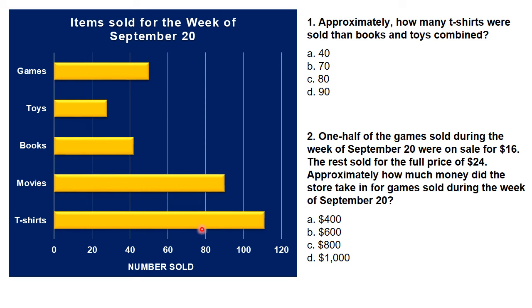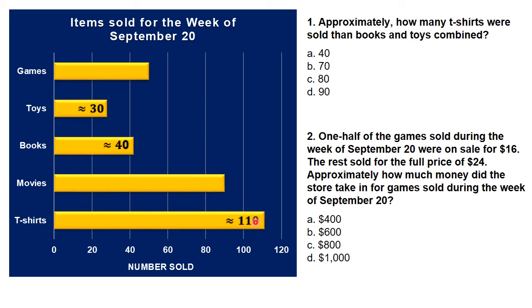So, how many t-shirts? Let's go to t-shirts first. It is approximately 110, because it is between 100 and 120. For the books, since we can't accurately put it, as there is no minor scale, we can make an estimation of just 40. Then for the toys, since this is between 20 and 40, we can make an estimation of approximately 30.